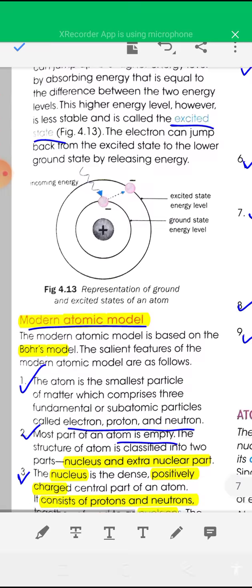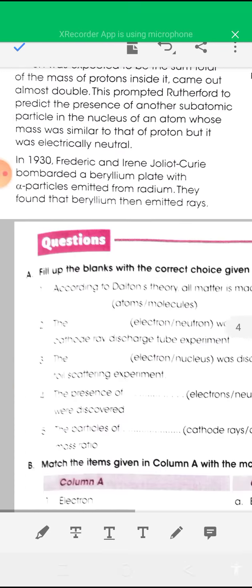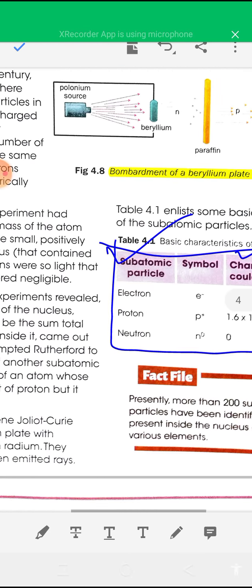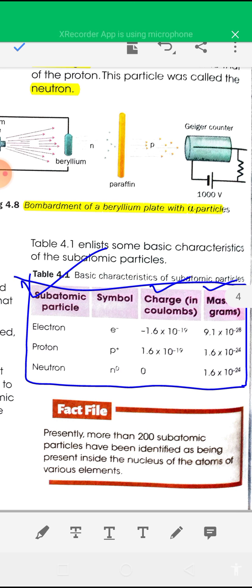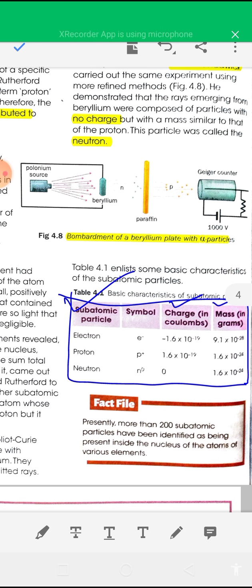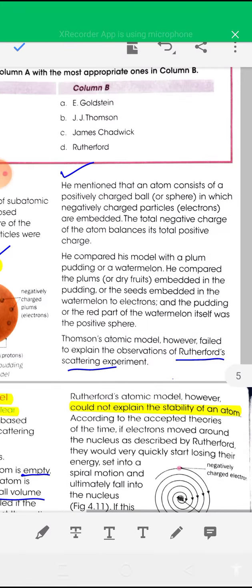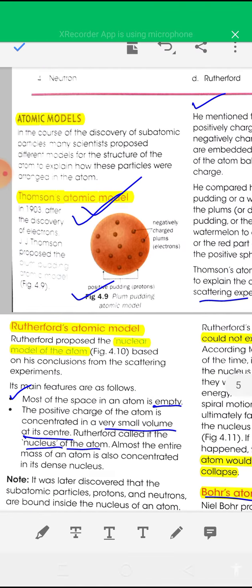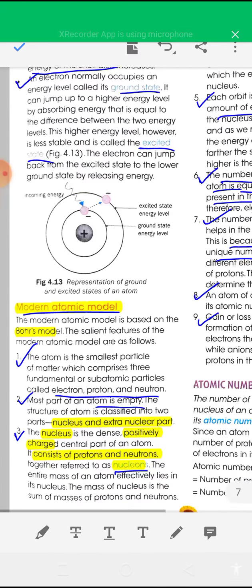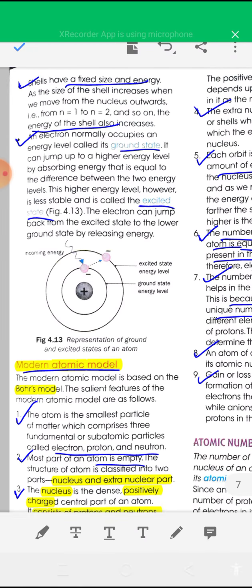Thank you, students. So today I have discussed what is an atom and defined subatomic particles and their discovery, and which scientists discovered these subatomic particles, and you have to remember the name of the experiment also. Okay, properties of proton, neutron, electrons, and defined atomic models. Okay, thank you, students.